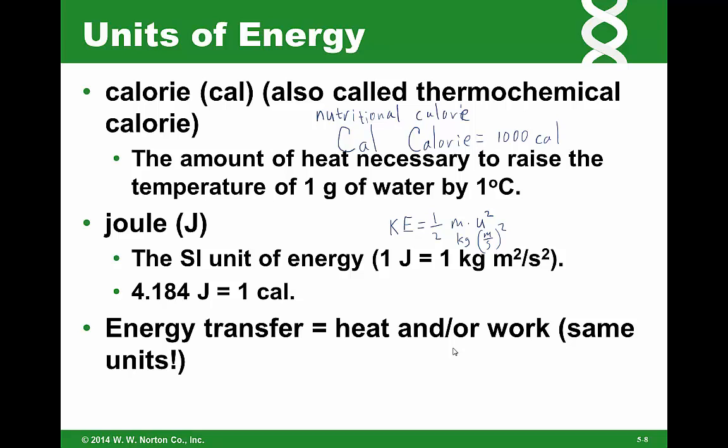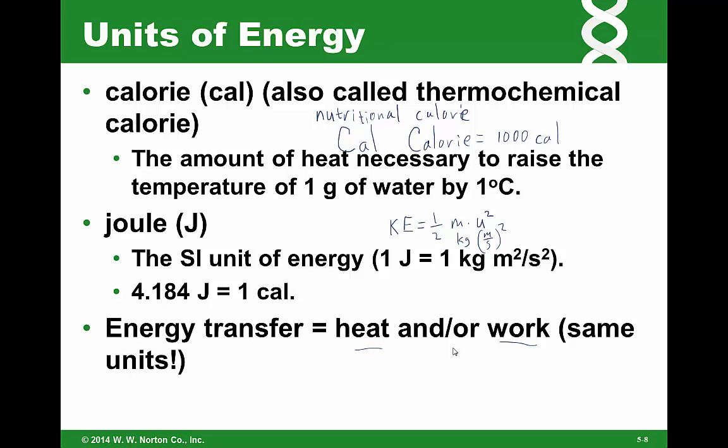Now there's a conversion factor between calories and joules, and so 4.184 joules is equal to 1 thermochemical calorie. Okay. So if we're doing energy transfer, heat and work are ways of transferring an amount of energy, and they're going to have the same units.